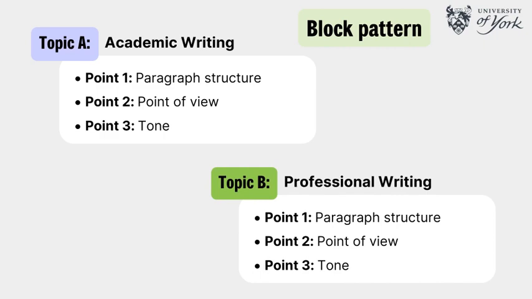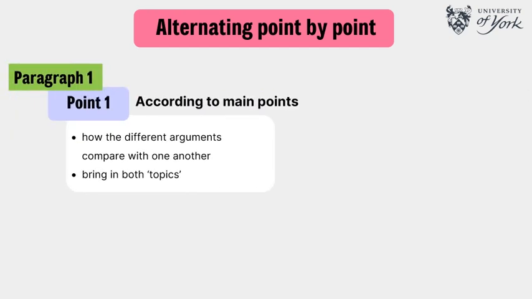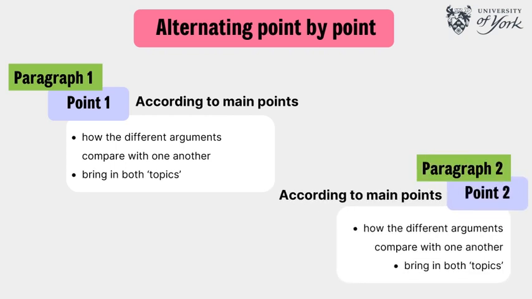Finally, another way of structuring an essay is to use the alternating point-by-point structure. This is when you arrange the paragraphs according to the main points, rather than by topics or for or against. This way, in each paragraph, you can focus on how the different arguments compare with one another with regards to a specific point. Each paragraph includes discussions of both topics as they relate to each of your points.